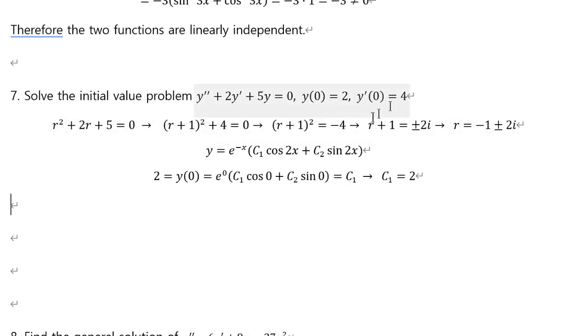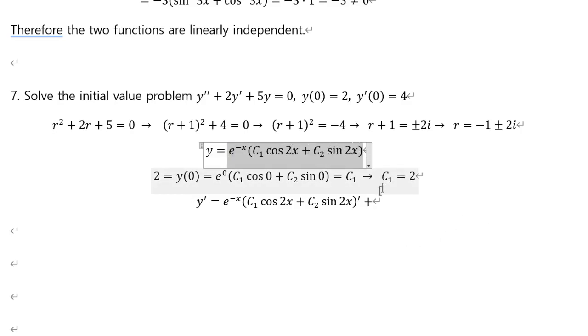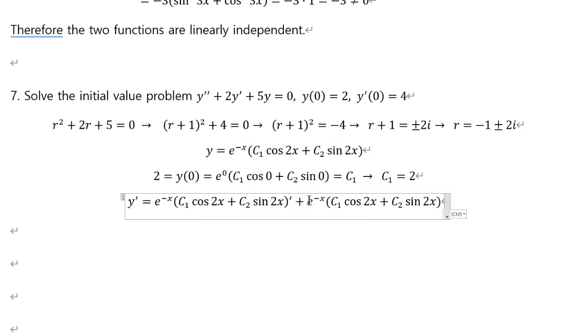Now, to use the second one, you have to differentiate this. And when you differentiate this, because it's a product of two functions, you have to use the product rule. So you first have to differentiate the second one, and then plus, when you differentiate this, the first part has to be differentiated now.